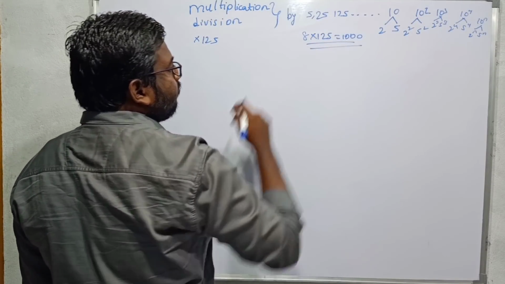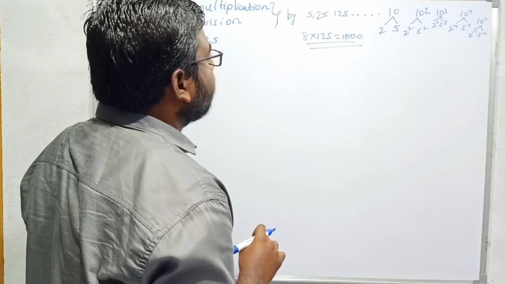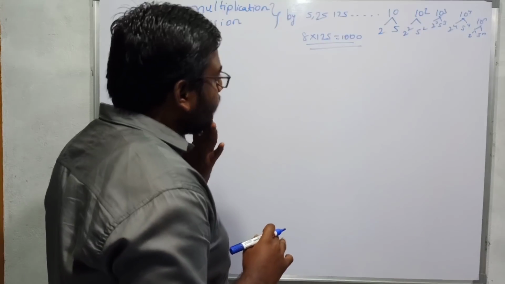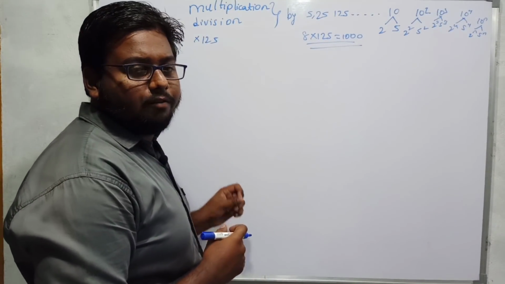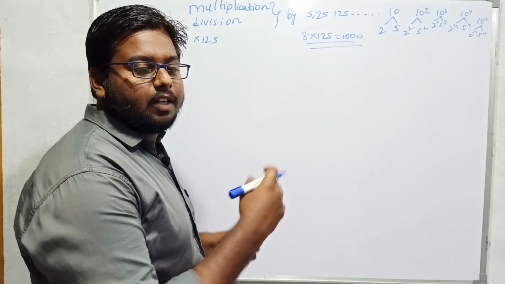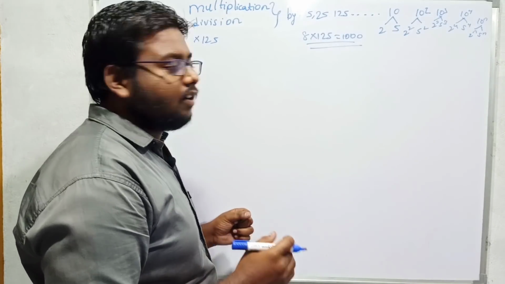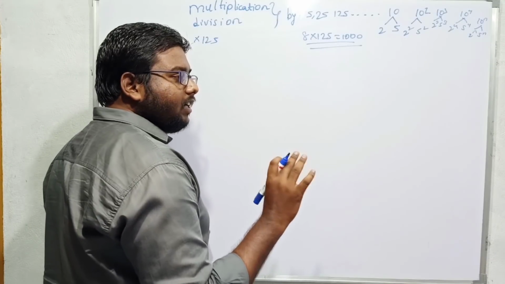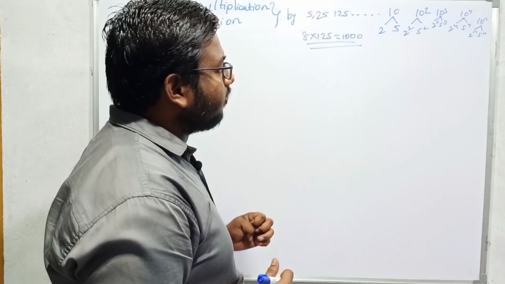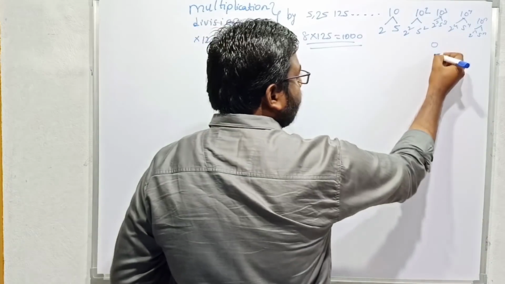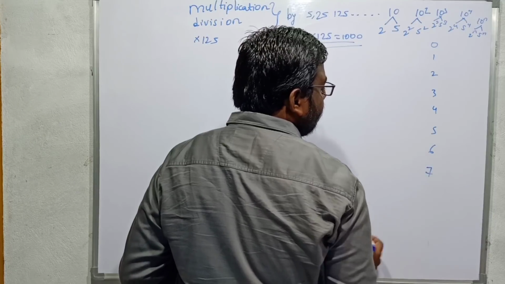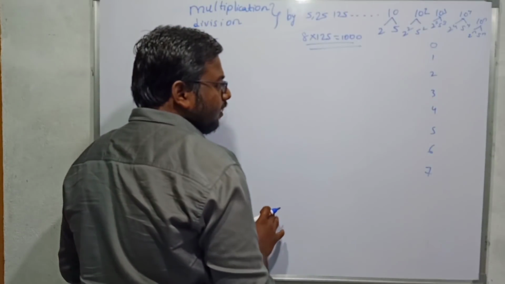So the multiplication of 125 is based on 8. When we are dividing any number by 8, we know the multiplication of 125 is nothing but division by 8, as we saw in the case of 25, where multiplication of 25 is nothing but division with 4. So when we are dividing a number by 8, we have 8 possibilities of getting the remainder: 0, 1, 2, 3, 4, 5, 6, 7. These are the 8 possibilities of getting the remainder.